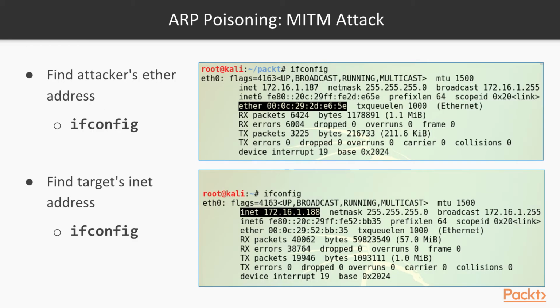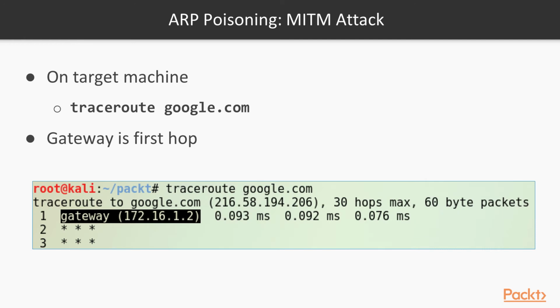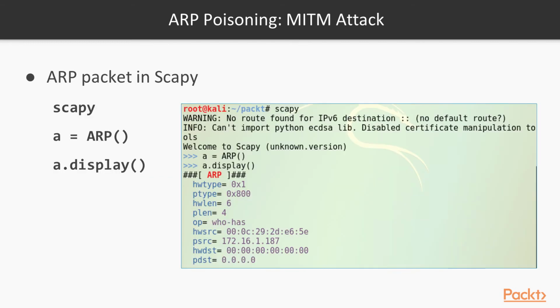Then you need to know your attacker's Ethernet address and your target's IP address, called INET. Then if on your target machine you do a traceroute to a server like google.com, you'll see that the gateway is the first hop. That's normal networking. We're going to insert another machine in the middle. You can do it with ARP.